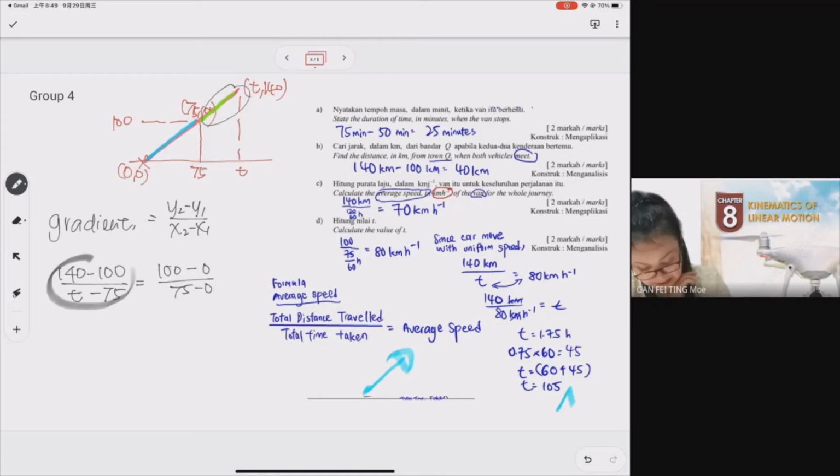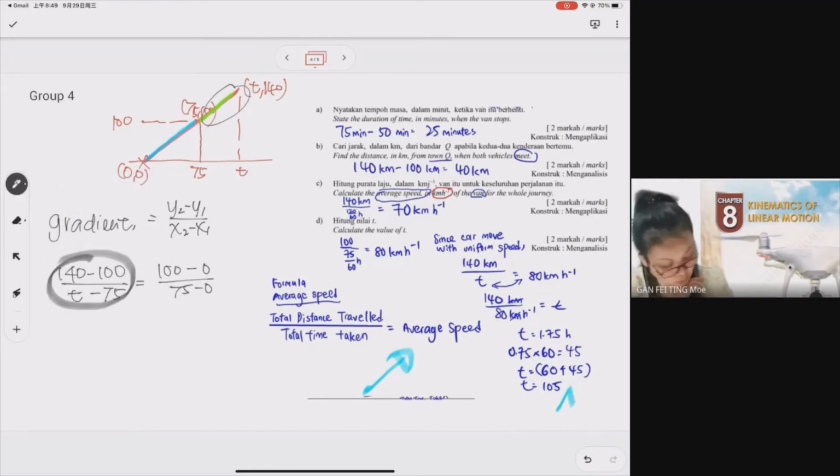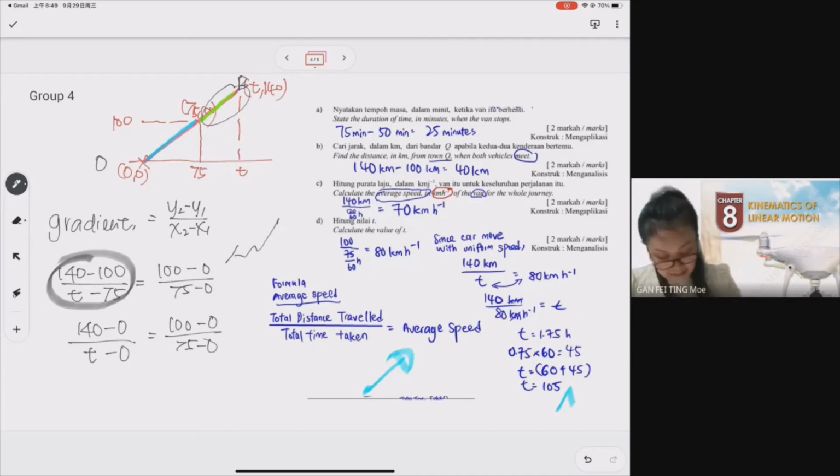I will place this one by getting the gradient of OB. Okay, O is here and B is here. So OB is 140 minus 0 over T minus 0 equals 100 minus 0 over 75 minus 0. What idea am I applying here? Gradient, same gradient.